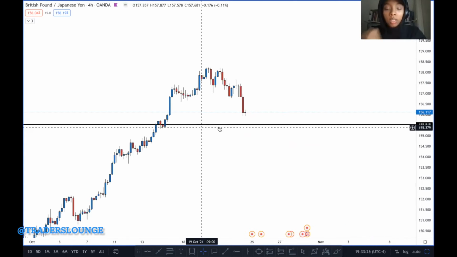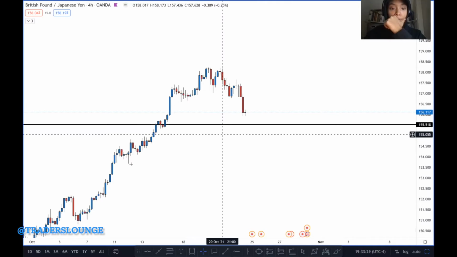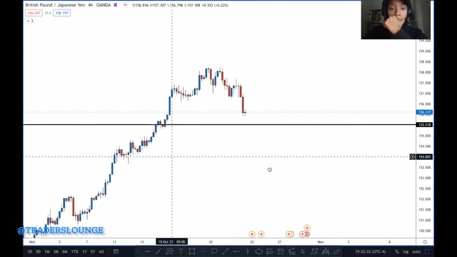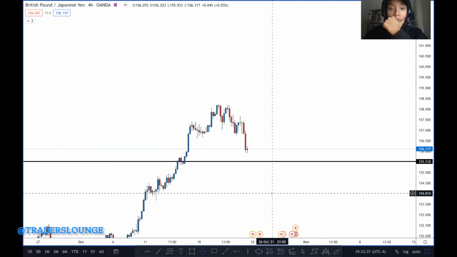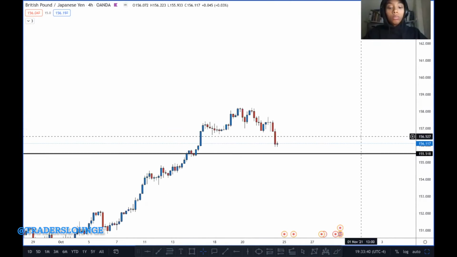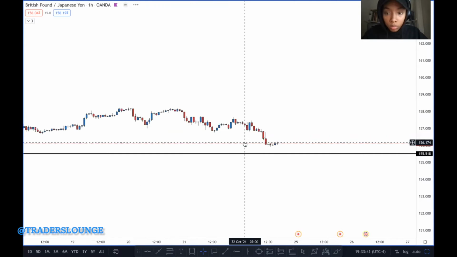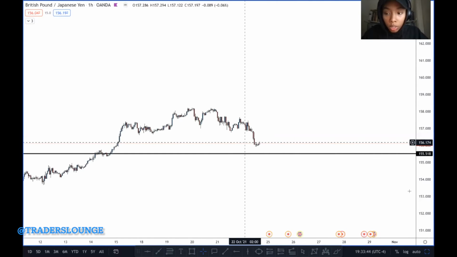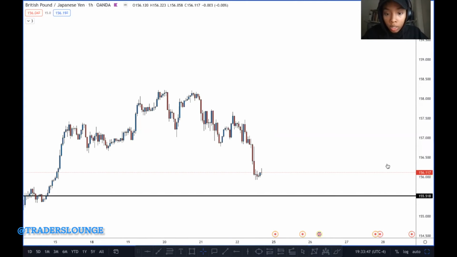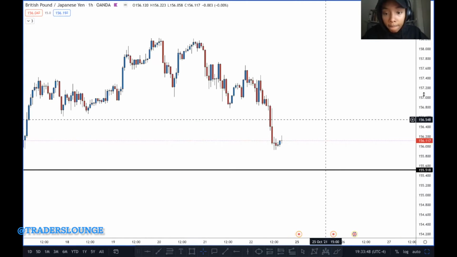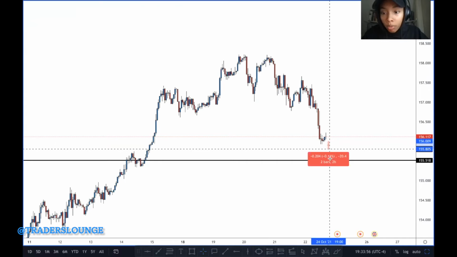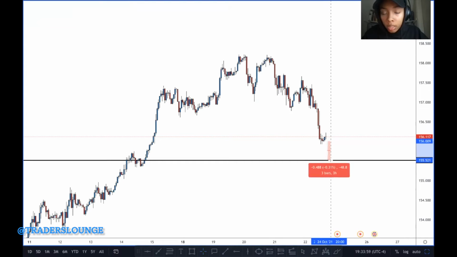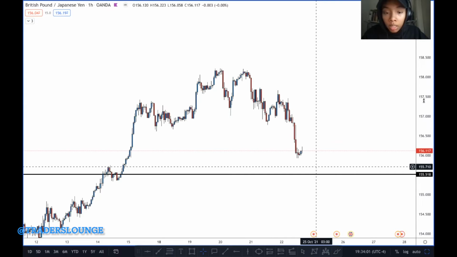This line is the resistance from over here. This is a 4 hour, still coming down. So at this point, we're getting close to this resistance area. So still sales in a way. The reason why I say in a way is because price is not perfect. We still have like 50 pips until we get down to this level, but price is not perfect.